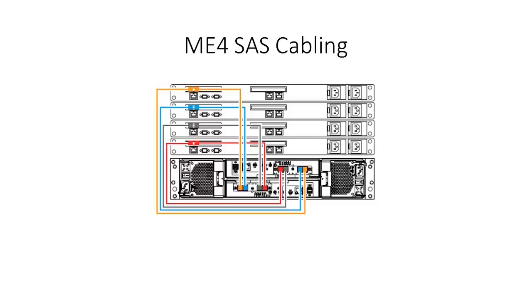This demonstration is attaching a Windows 2016 server to an ME4 SAS array. Before we begin, it is important to understand the layout. The ME4 has 4 SAS ports on each controller. There are 3 servers connected to the array, each with a single SAS HBA connected to one port on each controller.